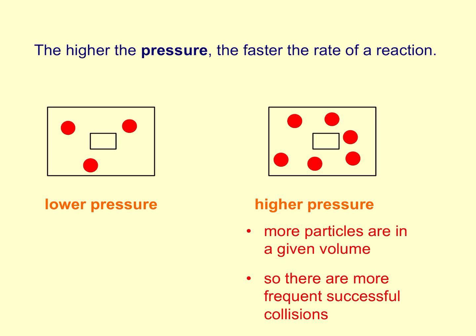Exactly the same as when we were talking about concentration. If we have a higher pressure, it's going to be a faster rate of reaction. Higher concentration, a faster rate of reaction. Why? There are more particles in a given volume, so there are more frequent successful collisions. That might seem straightforward, hopefully it does, because it's quite a simple principle. We've got to make sure we get the wording right when we're answering a question. If we increase the concentration or the pressure, there are more particles in a given volume, so there are more frequent successful collisions.